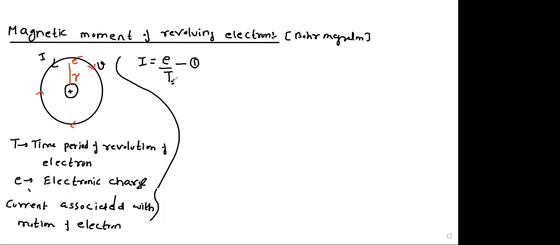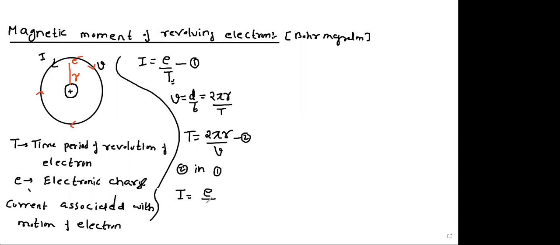Now I need to calculate this time period in terms of velocity. We can write velocity as distance by time. How much distance will this electron cover if it completes one revolution? 2 pi r. And the time is T. So from here the time period is T equals 2 pi r by v. That's equation 2. I can substitute 2 in 1. When I substitute 2 in 1, the current comes out to be e by T, so it's e by 2 pi r into v. So that's the expression of current. I is ev by 2 pi r, equation 3.